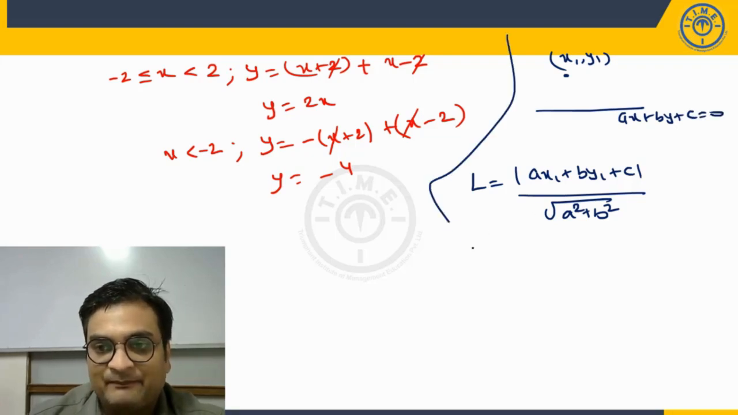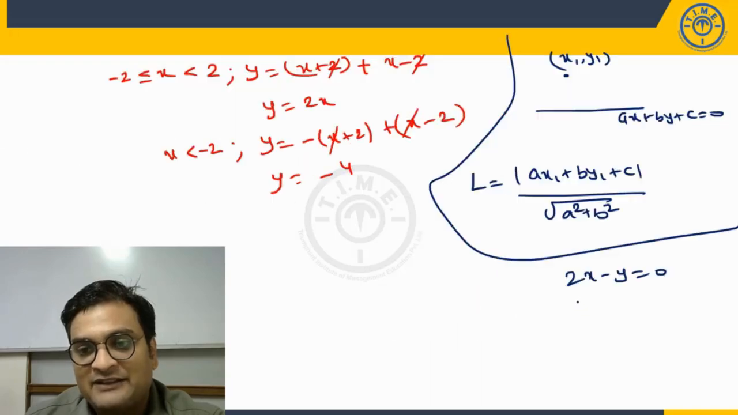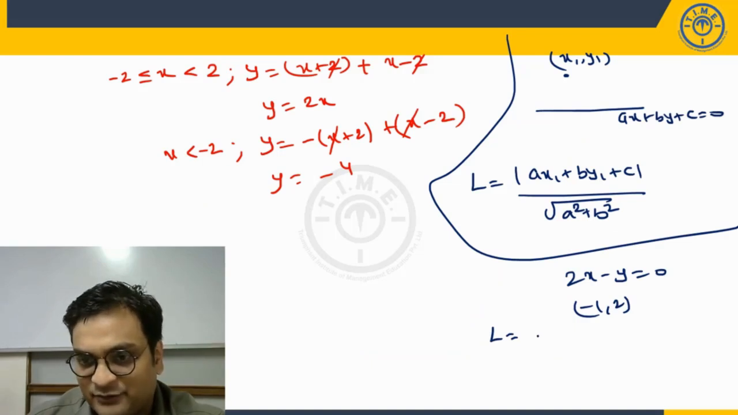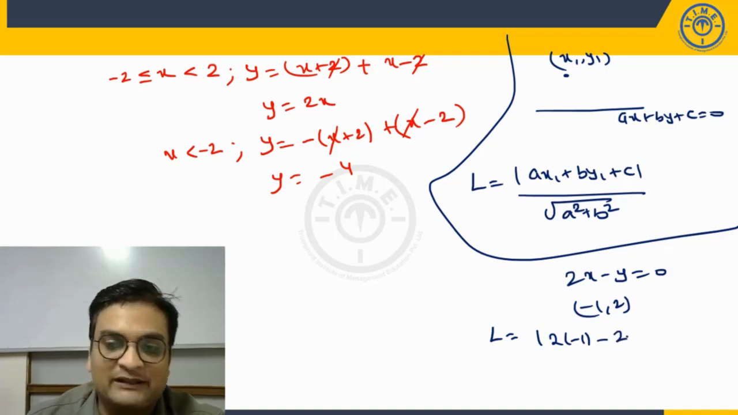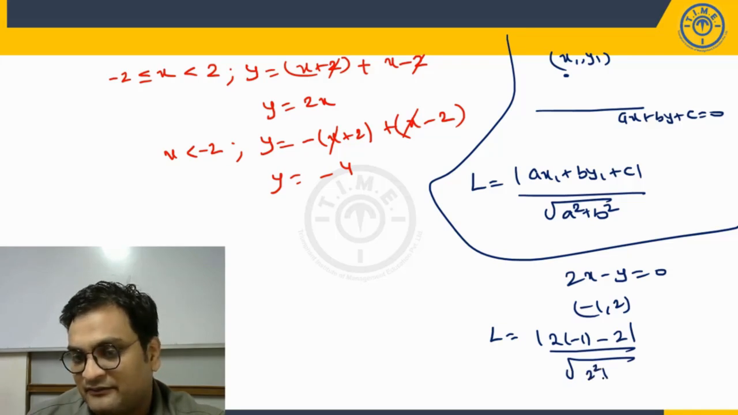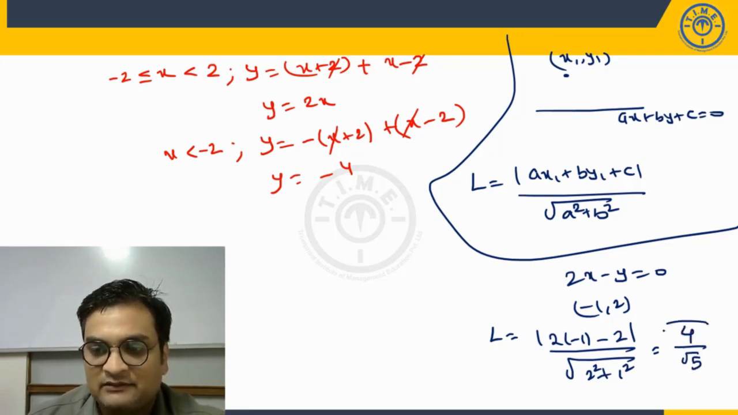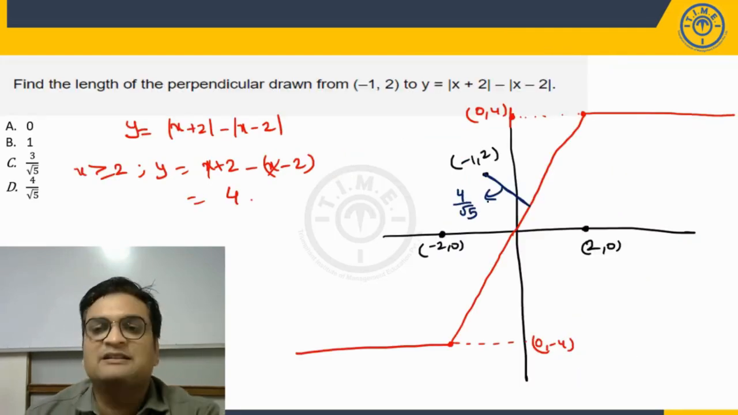In the present case, please notice the line that we have is y equal to 2x, or 2x minus y equal to 0, and the point we have is (-1, 2). So what's the distance L? L will be nothing but, if I apply the formula, mod of 2x1 minus y, which is 2, by root over 2 square plus 1 square, which is root 5. So it's going to be minus 2 minus 2, which is 4, since there is a mod, 4 by root 5. So this length out here is going to be 4 upon root 5, and this is going to be our answer.